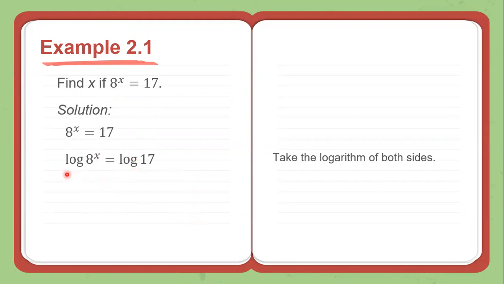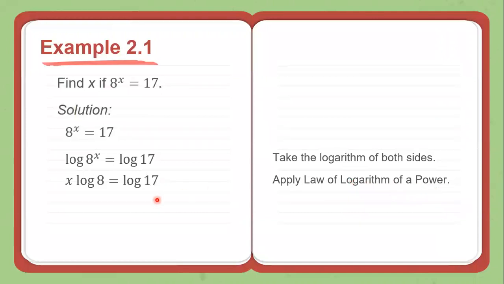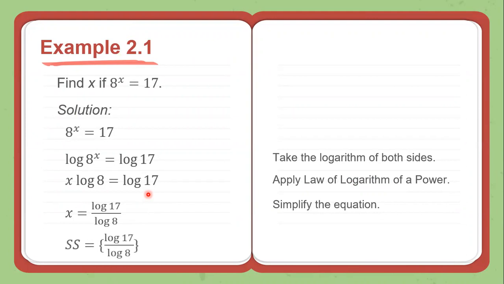Then, as you can see, it is familiar because here we can apply the law of logarithm of a power, resulting in x times the logarithm of 8 is equal to the logarithm of 17. To get the value of x, we can simply divide both sides of the equation by the logarithm of 8, giving us the logarithm of 17 all over the logarithm of 8, which is the element of our solution set. Next example.